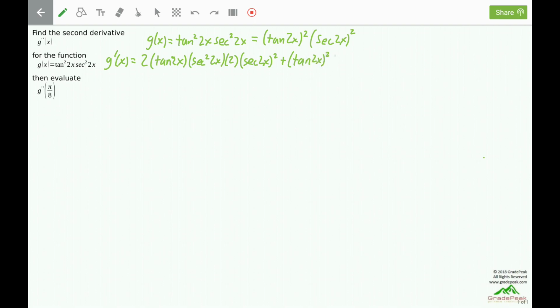times the derivative of the second, which is bring down the power, leave the inside alone, subtract 1 from the power, multiply by the derivative of the inside, the derivative of secant is secant tangent, leave their inside alone, it will still be a 2x, and then multiply by the derivative of that inside to complete the double chain rule there.